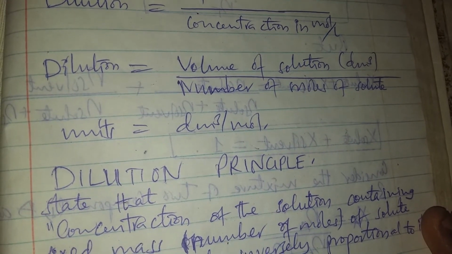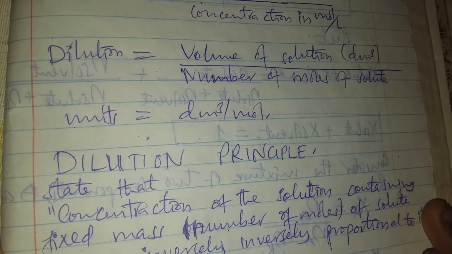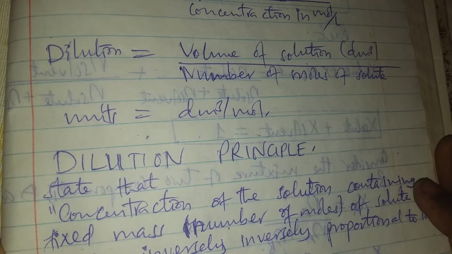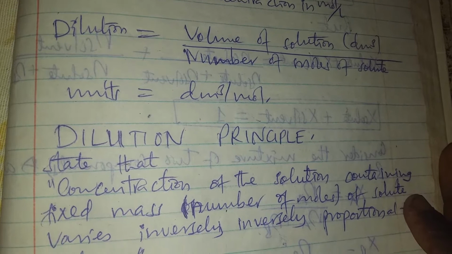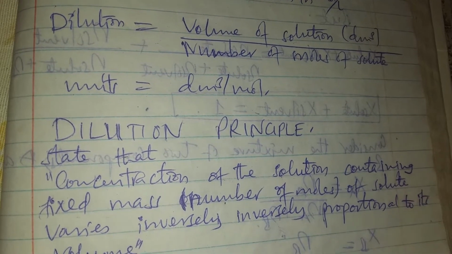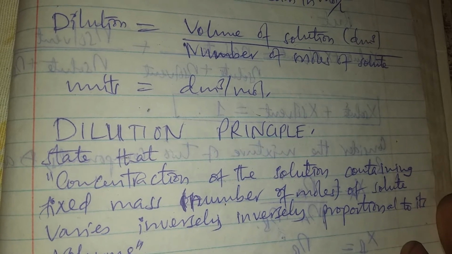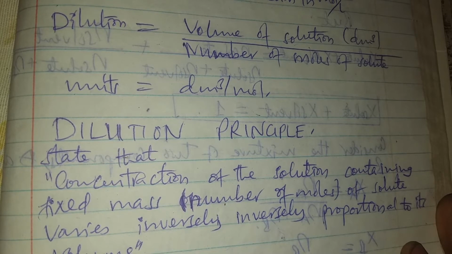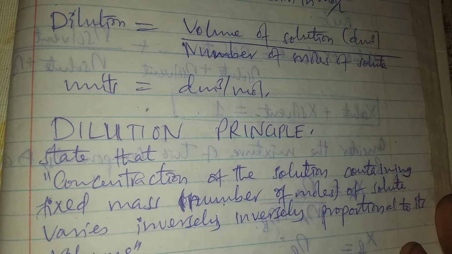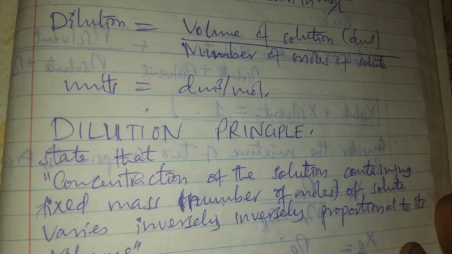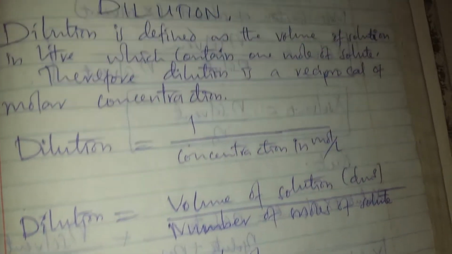Now let's look at the dilution principle. I hope wengi mmeshaiona toka in your form 3 studies, but let's recap it. Now what you are saying ni kwamba the concentration of a solution containing a fixed mass or fixed number of moles of solute varies inversely proportional to its volume. The concentration of a substance containing a fixed number of moles varies inversely proportional to its volume.